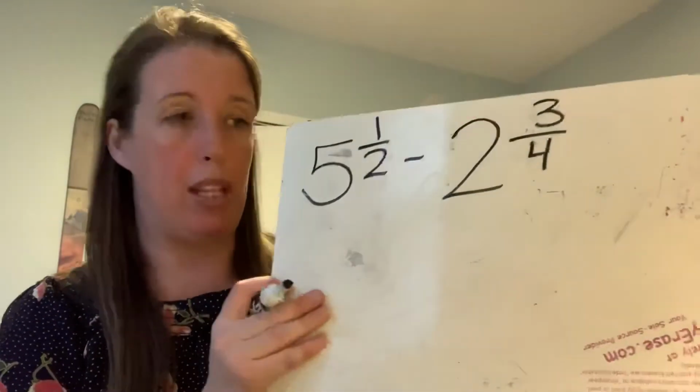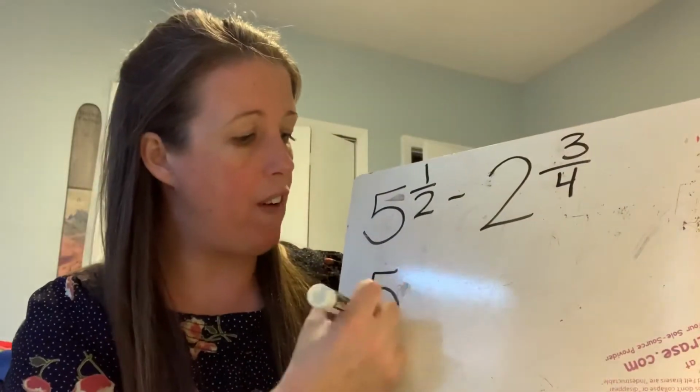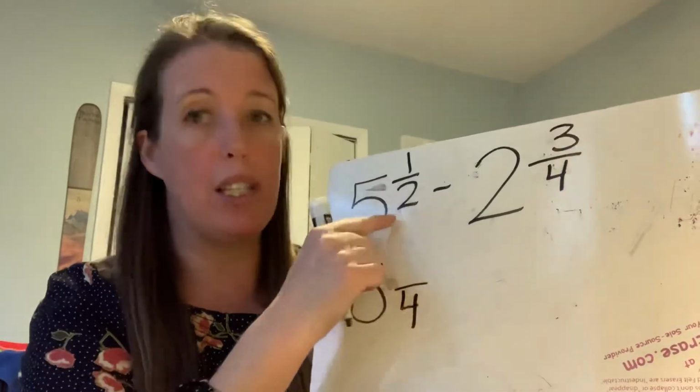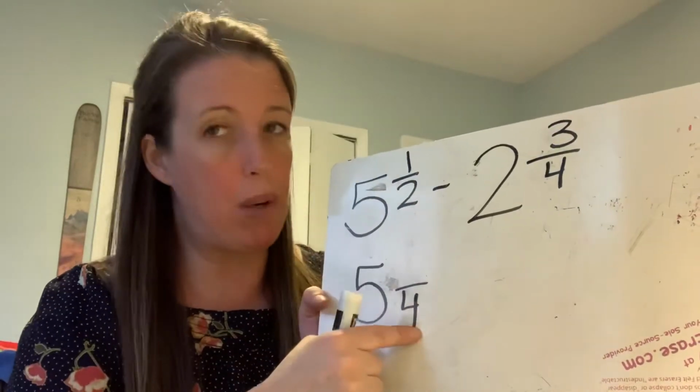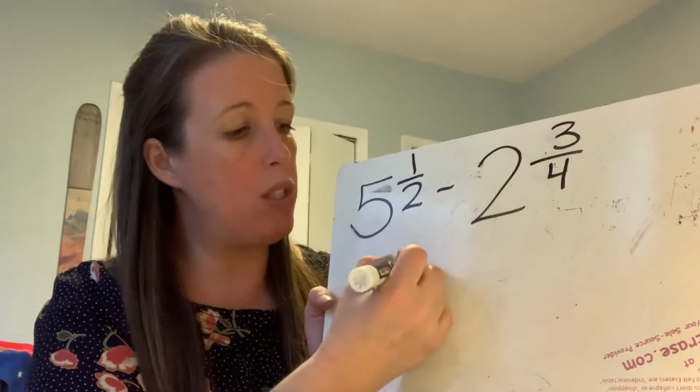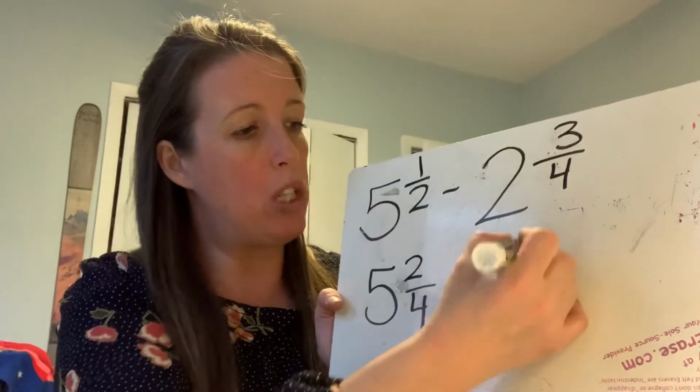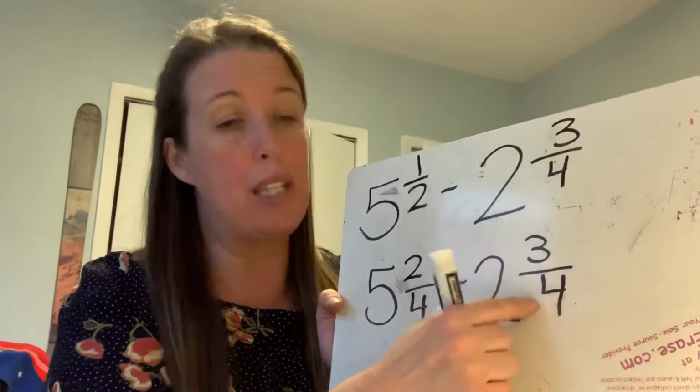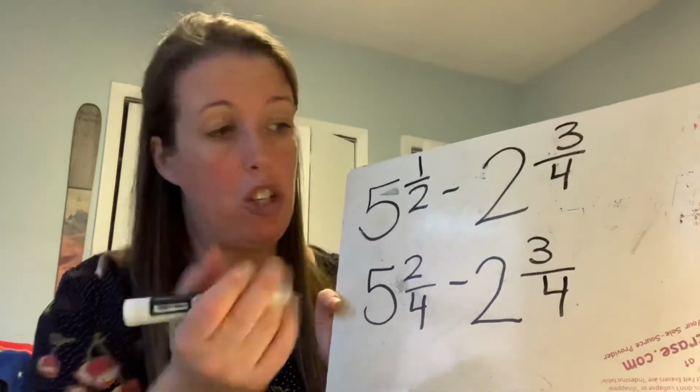All right. So now I'm going to make these equivalent fractions. 5, and let's change these to fourths. It used to be halves. I times it by 2 to make it fourths. 1 times 2 is 2. And now I'm going to take away 2, and this is going to stay 3/4 because it was already fourths. You don't have to change it.